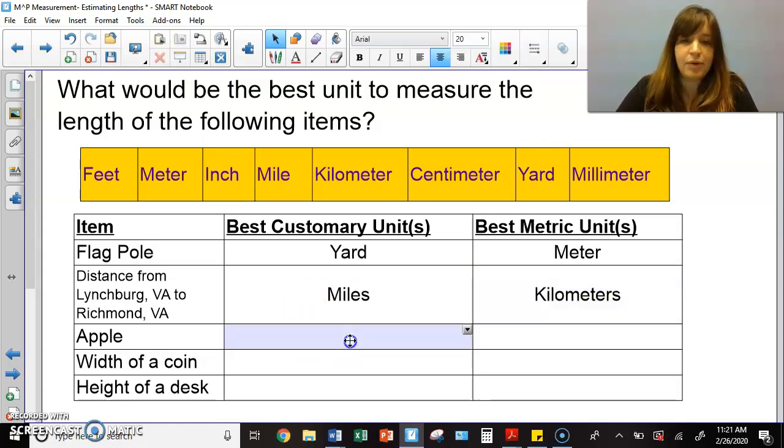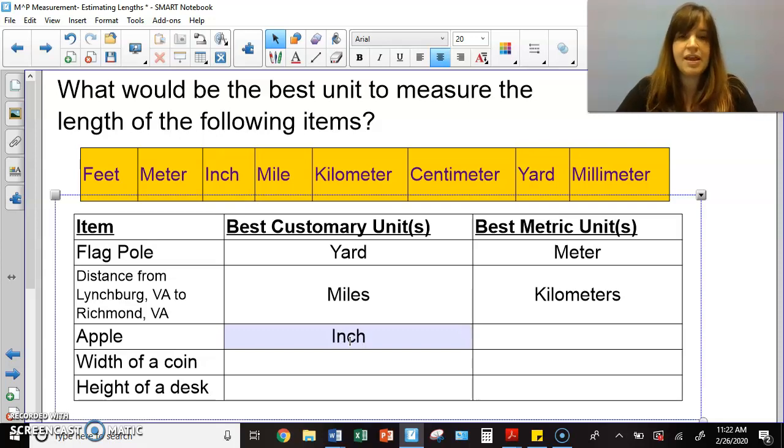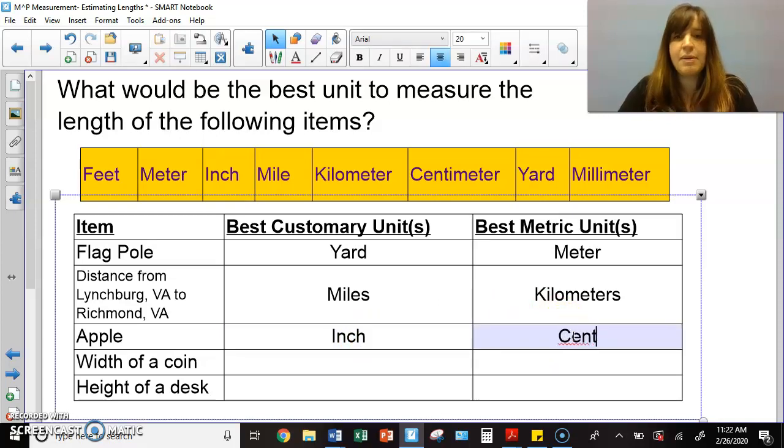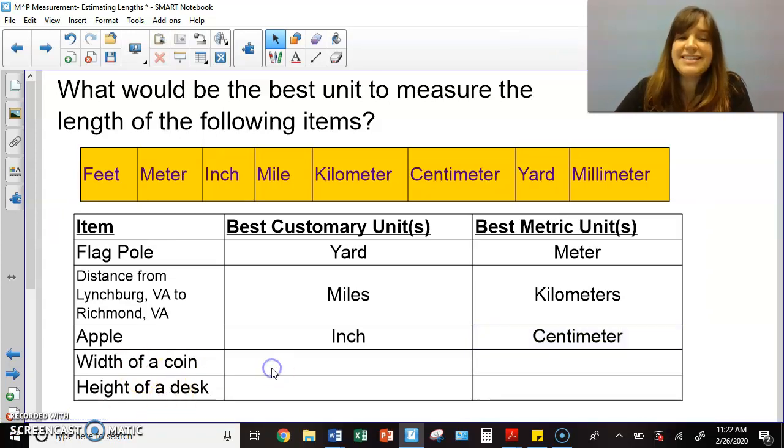All right, for an apple, whether I'm measuring the height of it or the distance around it, the best unit for customary would be our smallest unit. Our smallest unit in the customary is an inch, okay? And our best metric unit would probably be a centimeter. Remember, a millimeter is our smallest unit, but a millimeter is going to be used to measure something really, really, really small. And a centimeter is smaller than an inch. There's about 2.5 centimeters in an inch. And so that's going to be better to use to measure those small things, but not the really, really teeny tiny things.